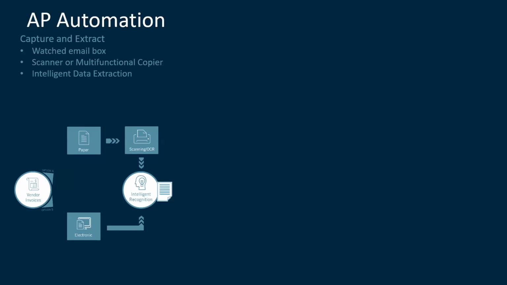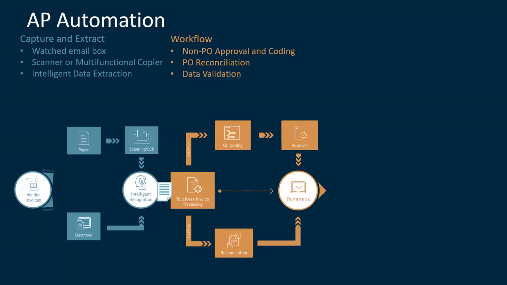If you do still get some paper, you're just going to have to digitize it somehow. You're going to use a copier or scanner and scan it to the email box that we're watching. And then we pull those documents in and process them really the same as we do the ones that come right from the email box.